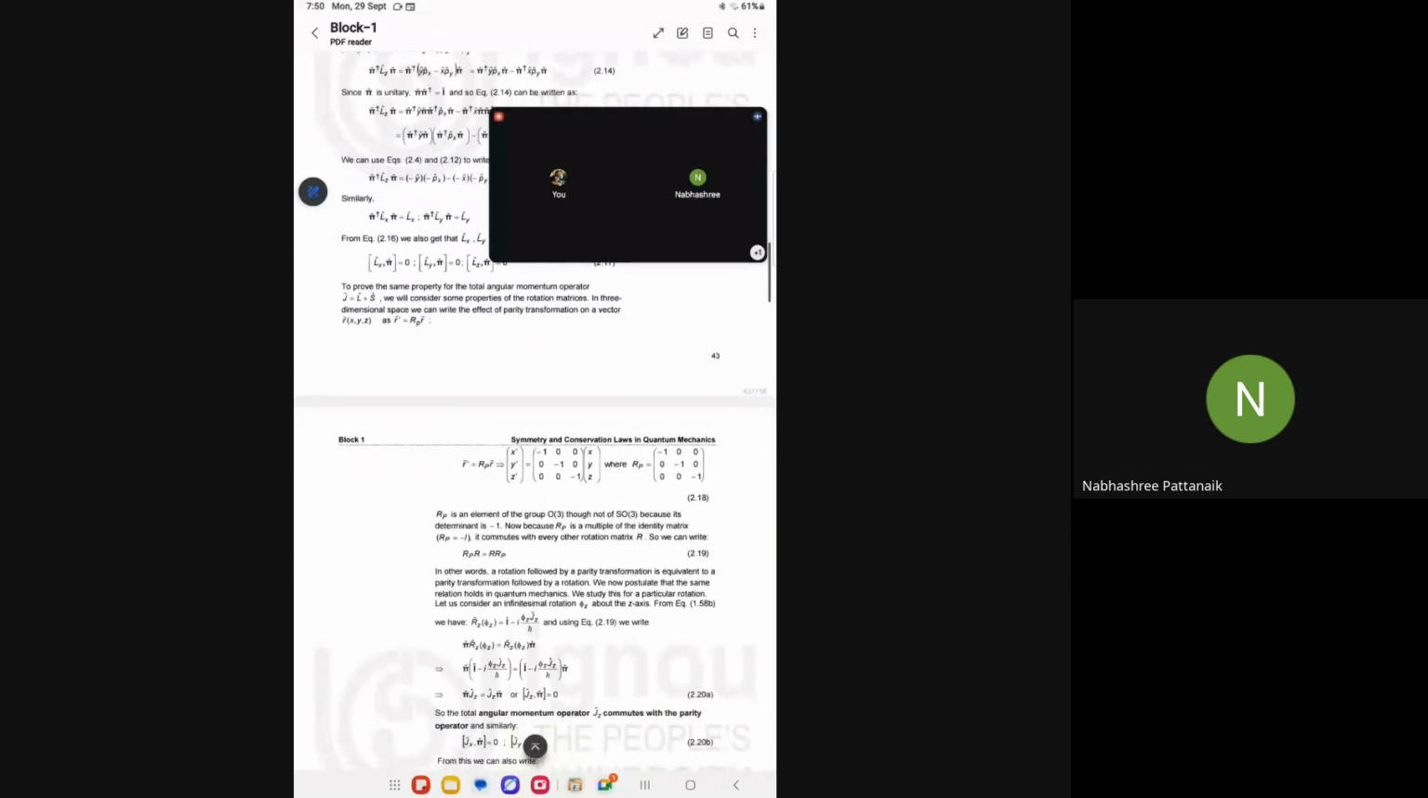Now RP is a multiple of the identity matrix, right? And RP is equal to minus I. If you take minus common, it will be RP is equal to minus I. So RP into R will be equal to R into RP.